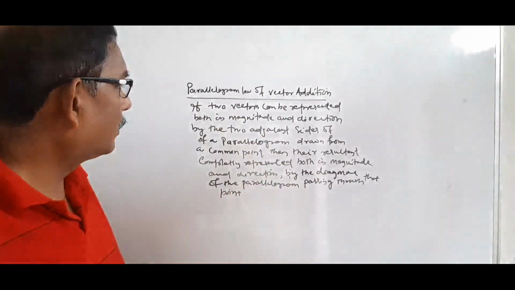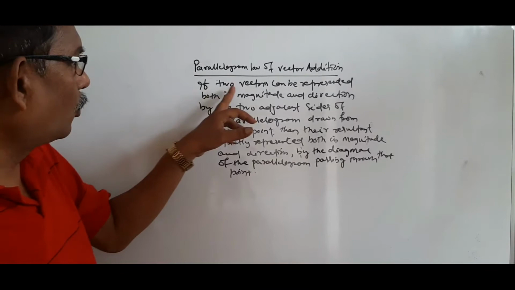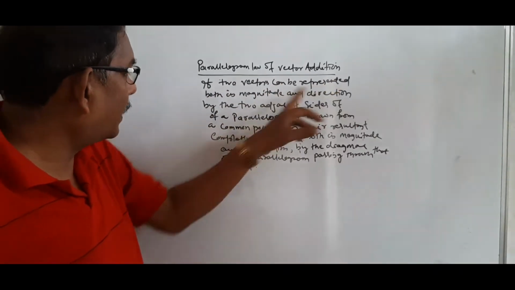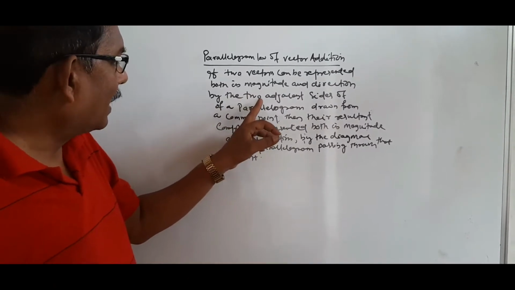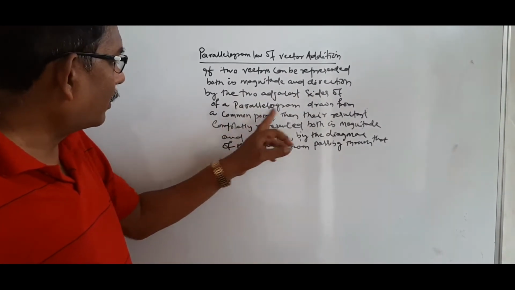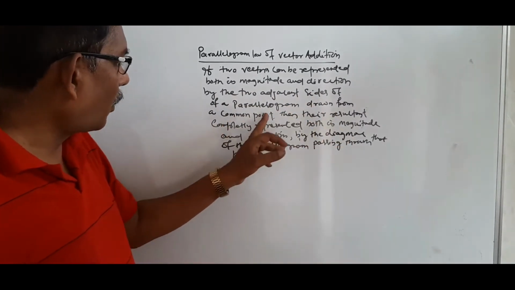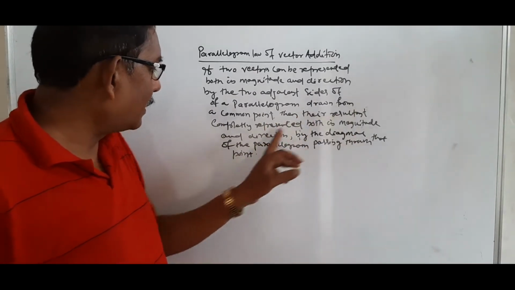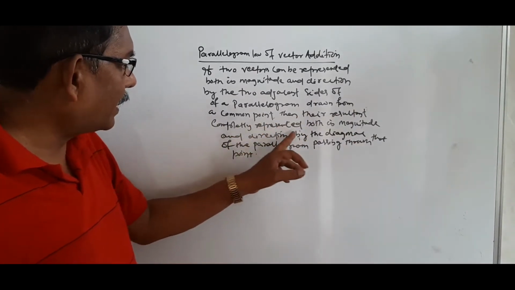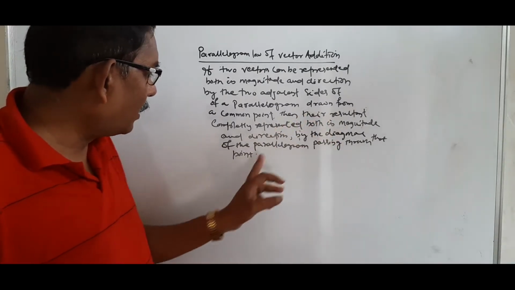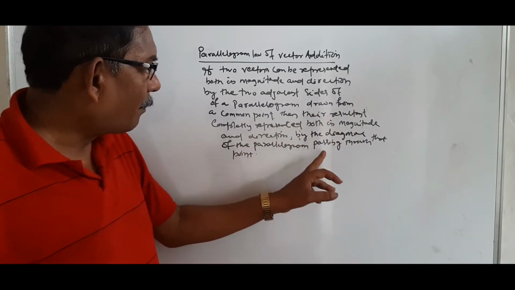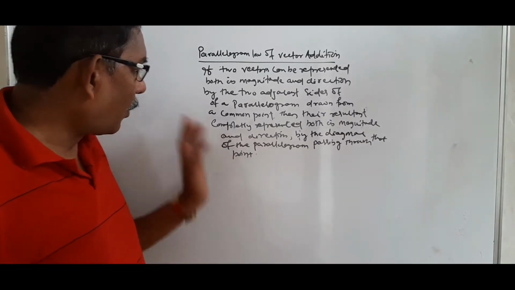So look here, the statement: if two vectors can be represented both in magnitude and direction by the two adjacent sides of a parallelogram drawn from a common point, then their resultant is completely represented both in magnitude and direction by the diagonal of the parallelogram passing through the same point.